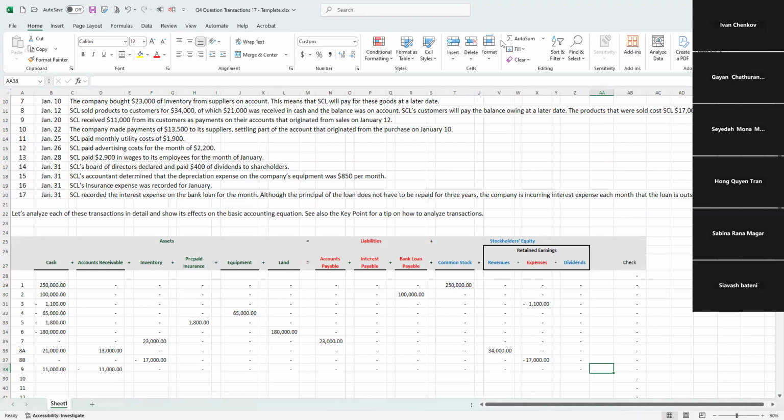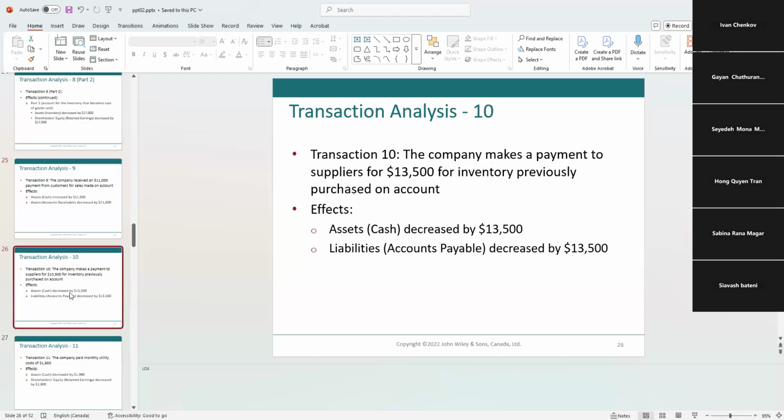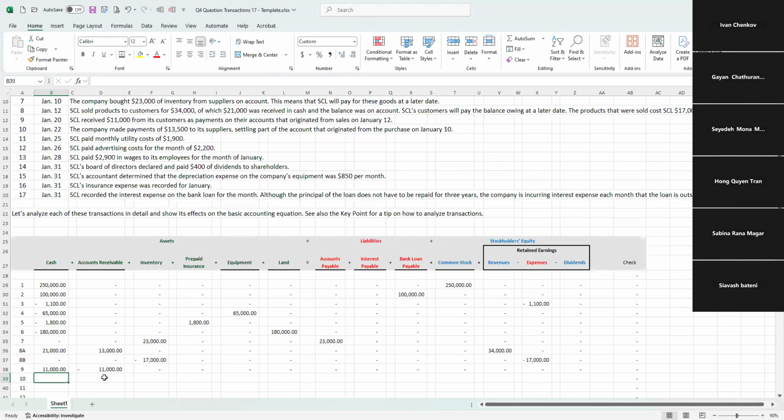Okay, let's do another one. That will be number 10. What's happened now with number 10? The company makes a payment to the supplier for the inventory that we purchased before. Payment is for $13,500 cash. So what's going to happen here? Same thing that happened before, but now we're not getting money, we're paying money, and we're closing our accounts payable.